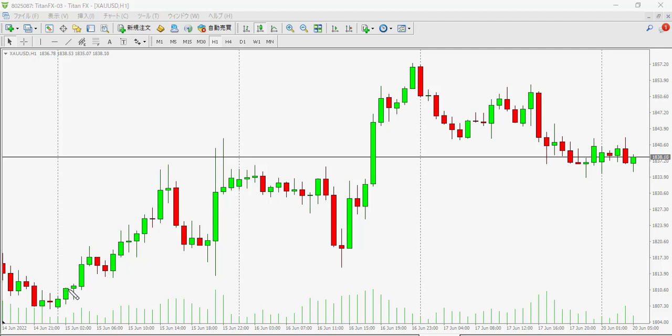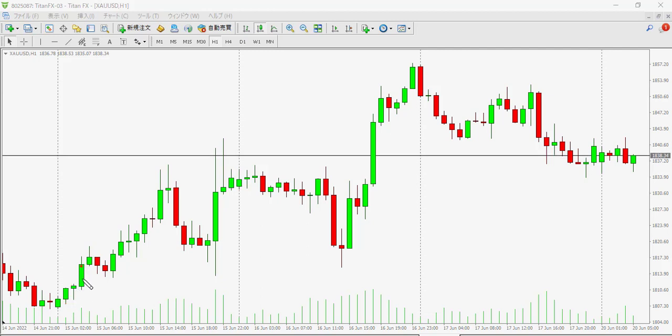Now rinse and repeat. This candlestick is the same: it closes above the previous candlestick high, and the lower shadow is higher than the previous candlestick's lower shadow. Buy here. This one is the same: the close is higher than the previous candlestick high, and the lower shadow is higher than the previous candlestick's lower shadow. Buy here.